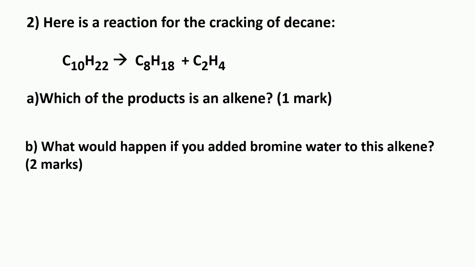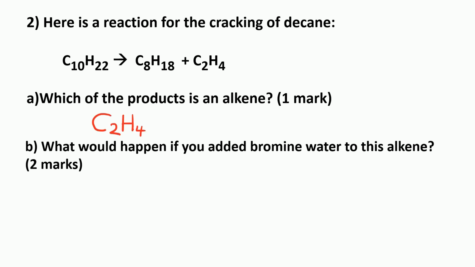So for this question, we need to remember the general formula for alkanes and alkenes. For an alkane, if you want to find the number of hydrogen atoms, you double the number of carbons and add 2. But for an alkene, you simply double the number of carbon atoms to get the number of hydrogens. So that makes C2H4 the alkene.